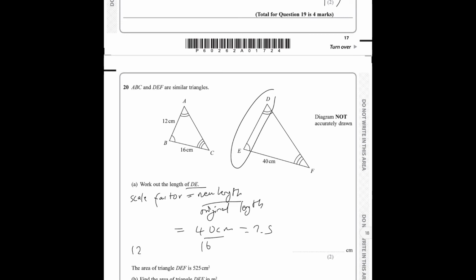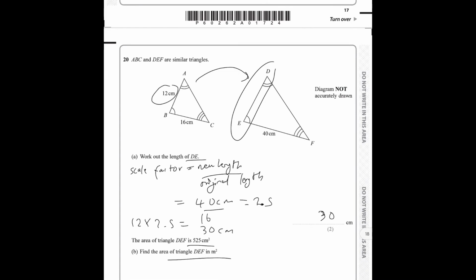Now in order to do this, you have 12 centimeters here. Now to convert to the DE line, you just do 12 times 2.5 to get the value of 30. So 30 centimeters should be our answer for this question. Alright, 30 centimeters.